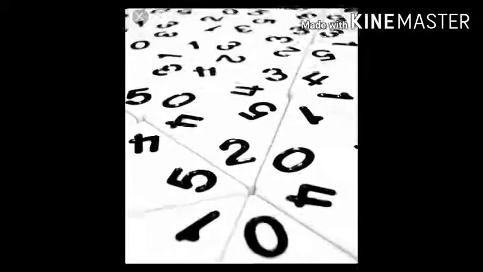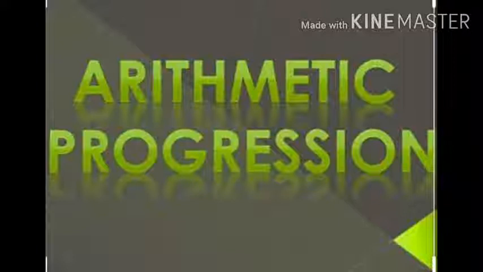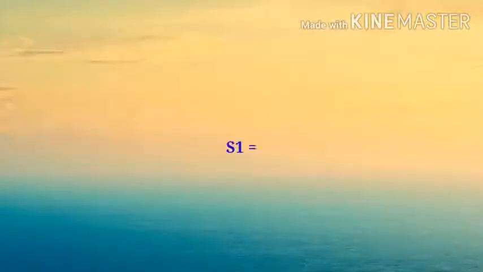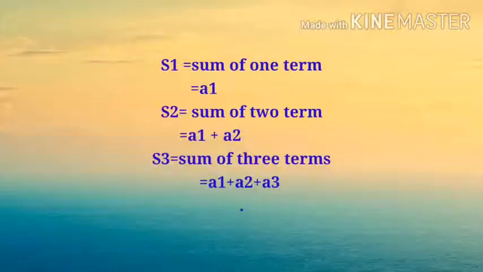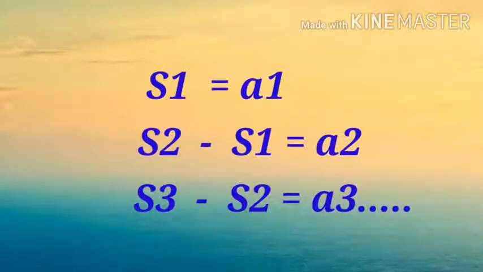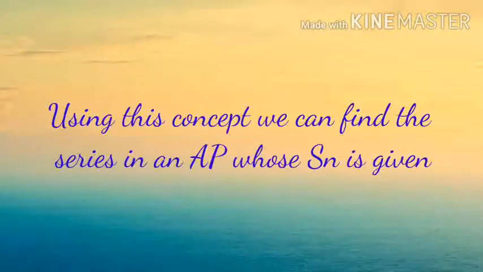Let's get started. In arithmetic progression, today we are going to learn a new concept. Here we know that S1 is the sum of one term, S2 is the sum of two terms, S3 is the sum of three terms, and it keeps on going, and Sn is the sum of n terms of a series. From which we infer that S1 is equal to A1, S2 minus S1 is equal to A2, S3 minus S2 is equal to A3, and so on. Using this concept, we can find the series in an AP whose Sn is given.